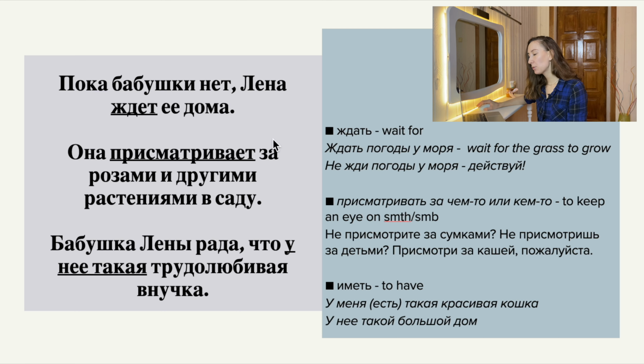The first vocabulary unit here is присматривать за чем-то или кем-то. To keep an eye on something or somebody. So again, we change the ending of the word присматривать. This is an infinitive, and we use this word with the pronoun она. What does she do? Что она делает? Она присматривает. We can use this vocabulary unit in different contexts.